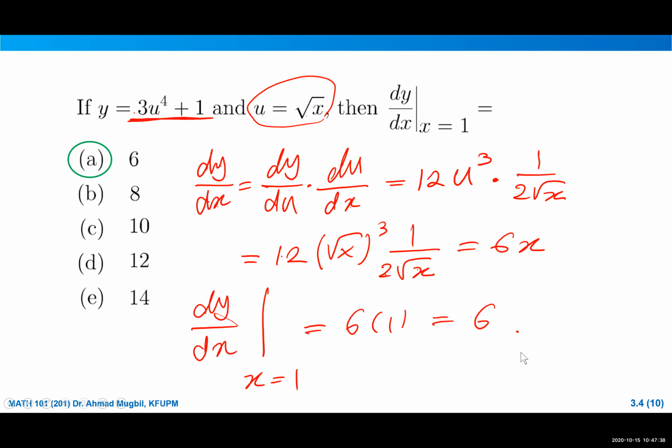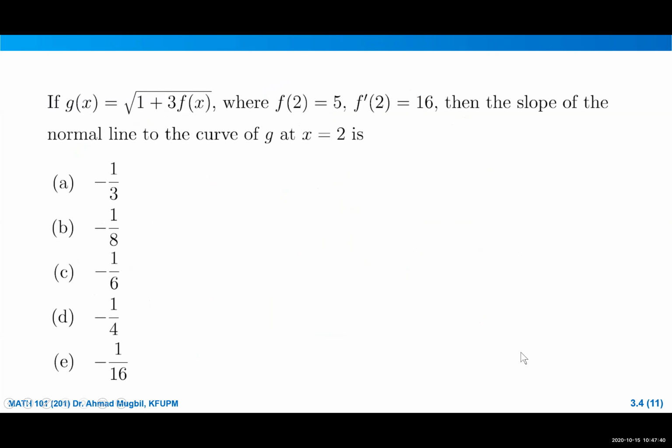Let's have another question because we don't have much time. Yalla Shabab, I will give you 1 minute to solve this. And again, I will launch a poll for you. Now it is ready. You can choose the right answer.